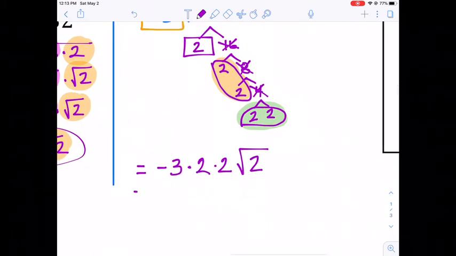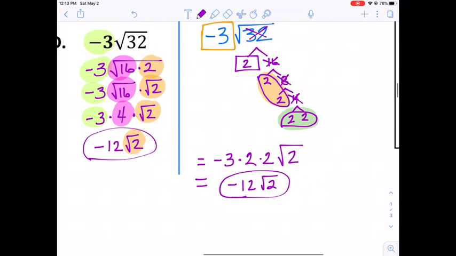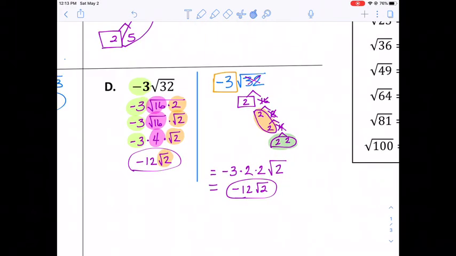Now I just take all the numbers that are outside and I multiply them together. -3 times 2 is -6, and then that times 2 is -12. So I get -12 square root of 2, which is what I got in the other method. You can do these with either method that you like better.